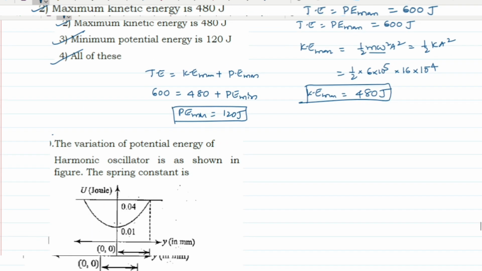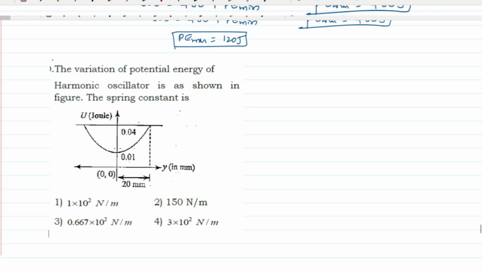Let us see the next question. The variation of potential energy of a harmonic oscillator is shown in the figure. Here they are asking for the spring constant value. The basic formula for potential energy of a simple harmonic oscillator at the extreme position is U equal to U naught plus half into K into A square. That means the particle already has this much potential energy, and U naught is the minimum potential energy.